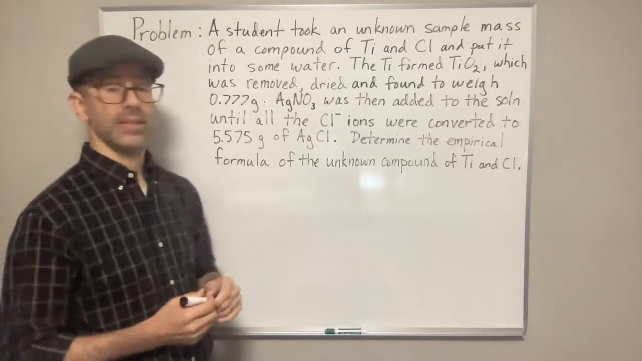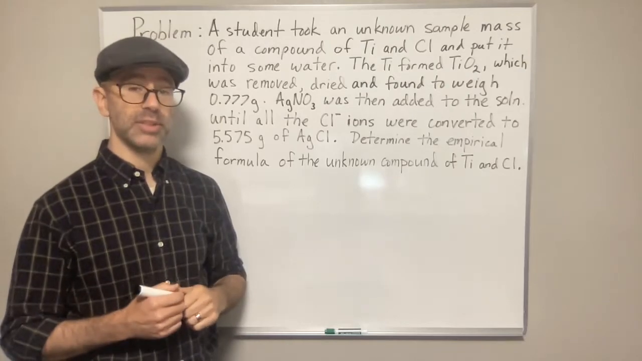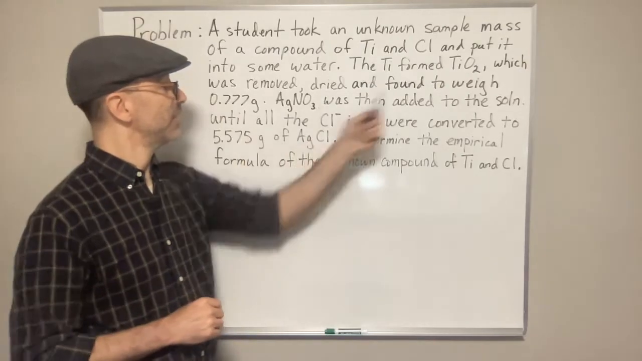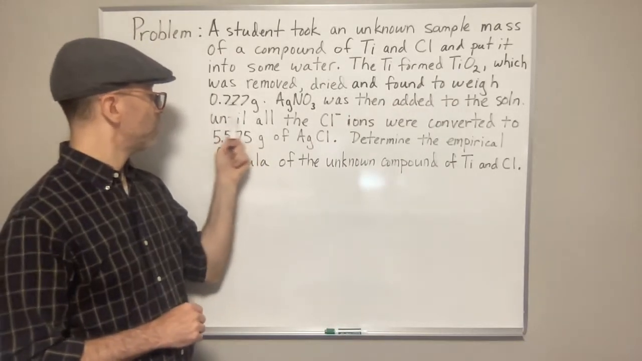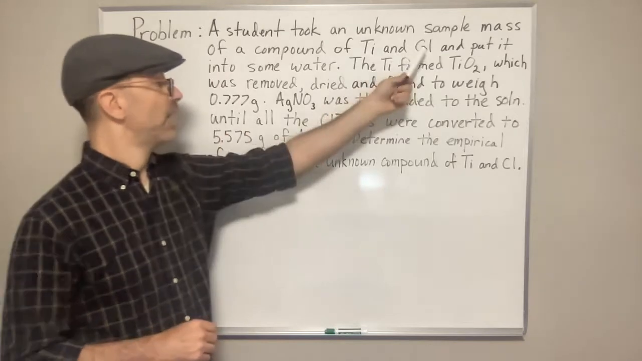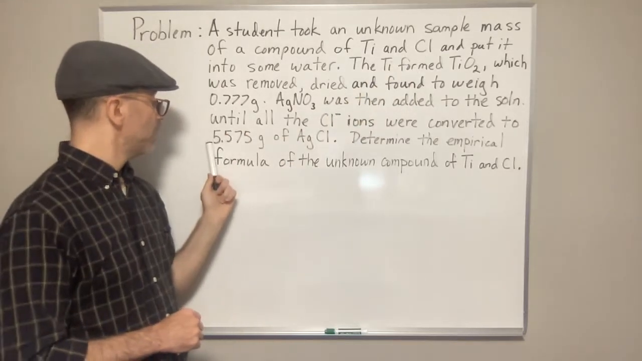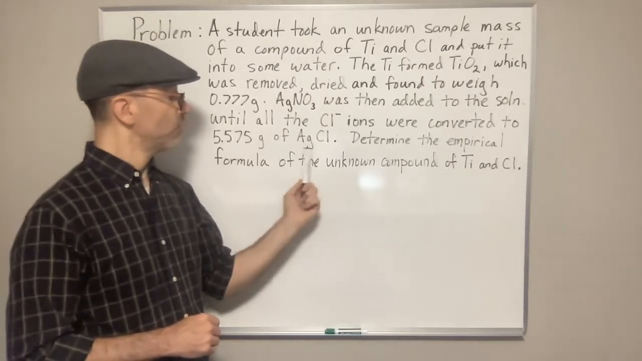So what does that tell us? That tells us that all of the titanium in our original substance is in the TiO2, this number of grams here. And all of our chloride ions, or chloride, is found in this amount of silver chloride.